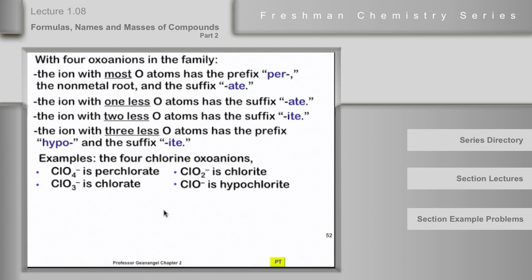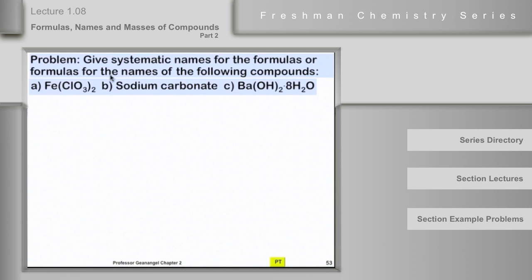Okay, then I've got another problem or exercise to work on here. Give systematic names for the formulas or formulas for the names of the following compounds: Fe(ClO3)2, sodium carbonate, Ba(OH)2·8H2O. Right? So let's start with this one. ClO3 minus we just looked at. What's its anion name?